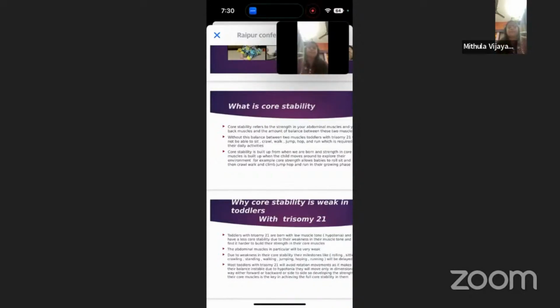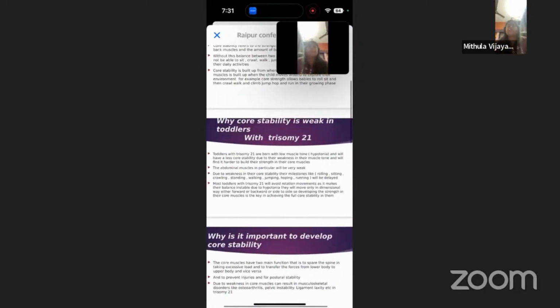Core stability is built when the child is born, and the strength in the core muscles is built when the child starts moving around and exploring their environment. So why is core stability weak in toddlers with trisomy 21? Toddlers with trisomy 21 are born with low muscle tone, that is hypotonia, and will have less core stability due to their weak muscle tone, and will find it harder to build strength in their core muscles. The abdominal muscles in particular will be very weak.